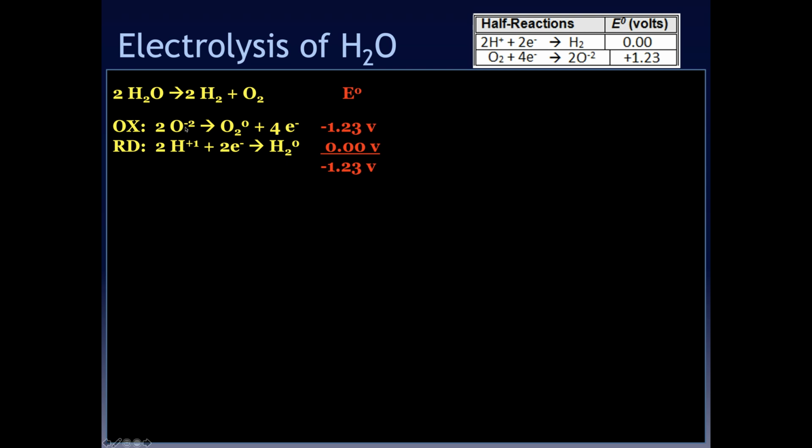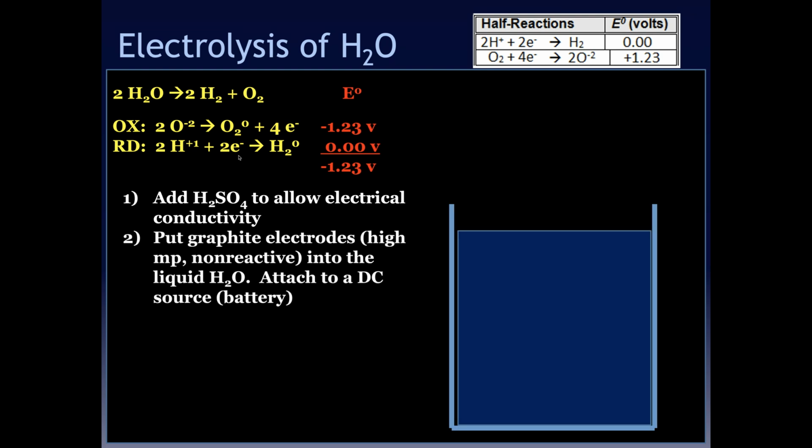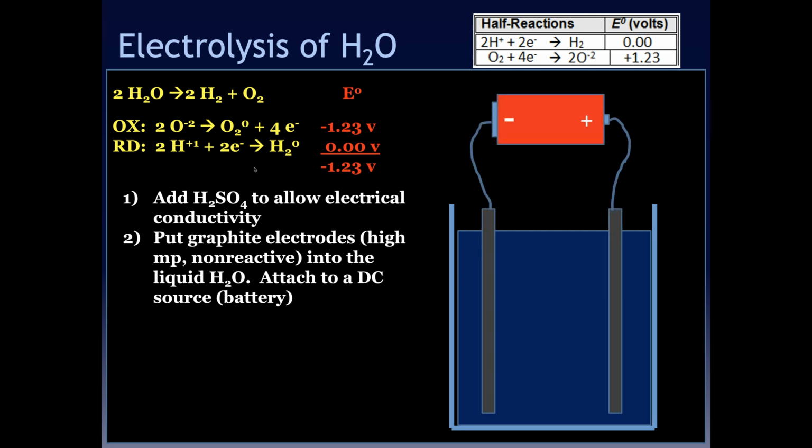So in this reaction, we need to remove electrons from the oxygen, and we need to give electrons to the hydrogen. So let's do that. Water is a terrible conductor of electricity on its own. So what we do is we add sulfuric acid to it to allow the water to conduct electricity better. The sulfate will not be affected by the electricity, and the hydrogen ion, well, we already have hydrogen in this reaction, so it's not going to impact anything. Once again, we're going to put graphite electrodes in because graphite electrodes are not going to react with what forms, and graphite electrodes will not be eaten away by the sulfuric acid that you put into the water.